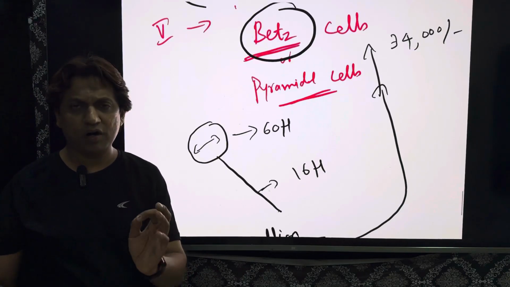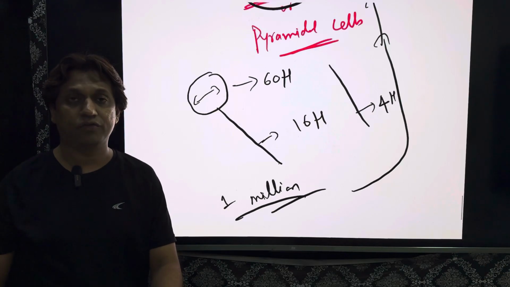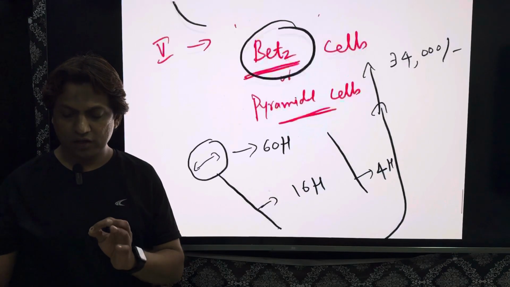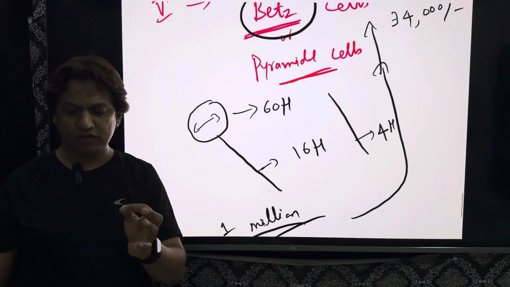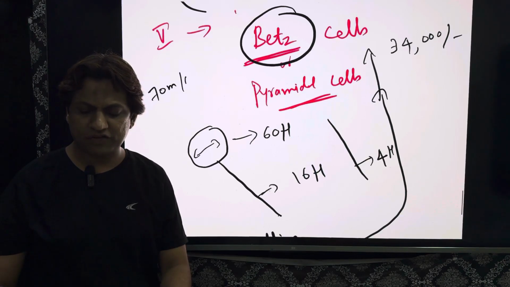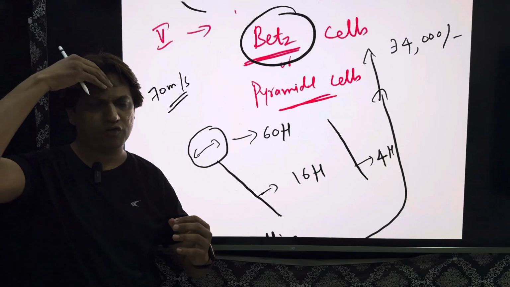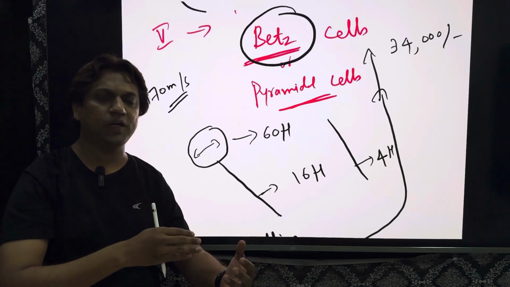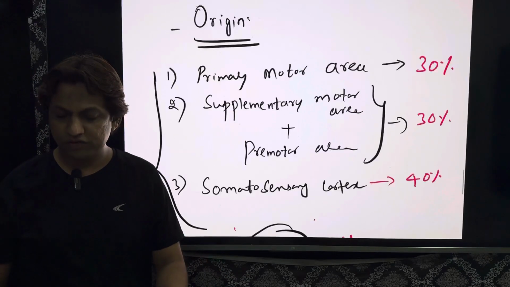The remaining will be smaller neurons with smaller axons, with a diameter of around 4 microns on average. But these are the highlight neurons, the largest neurons. The speed of these neurons is very fast, around 70 meters per second, one of the fastest impulse conductions from the cerebral cortex to the spinal cord. So this is about the origin.